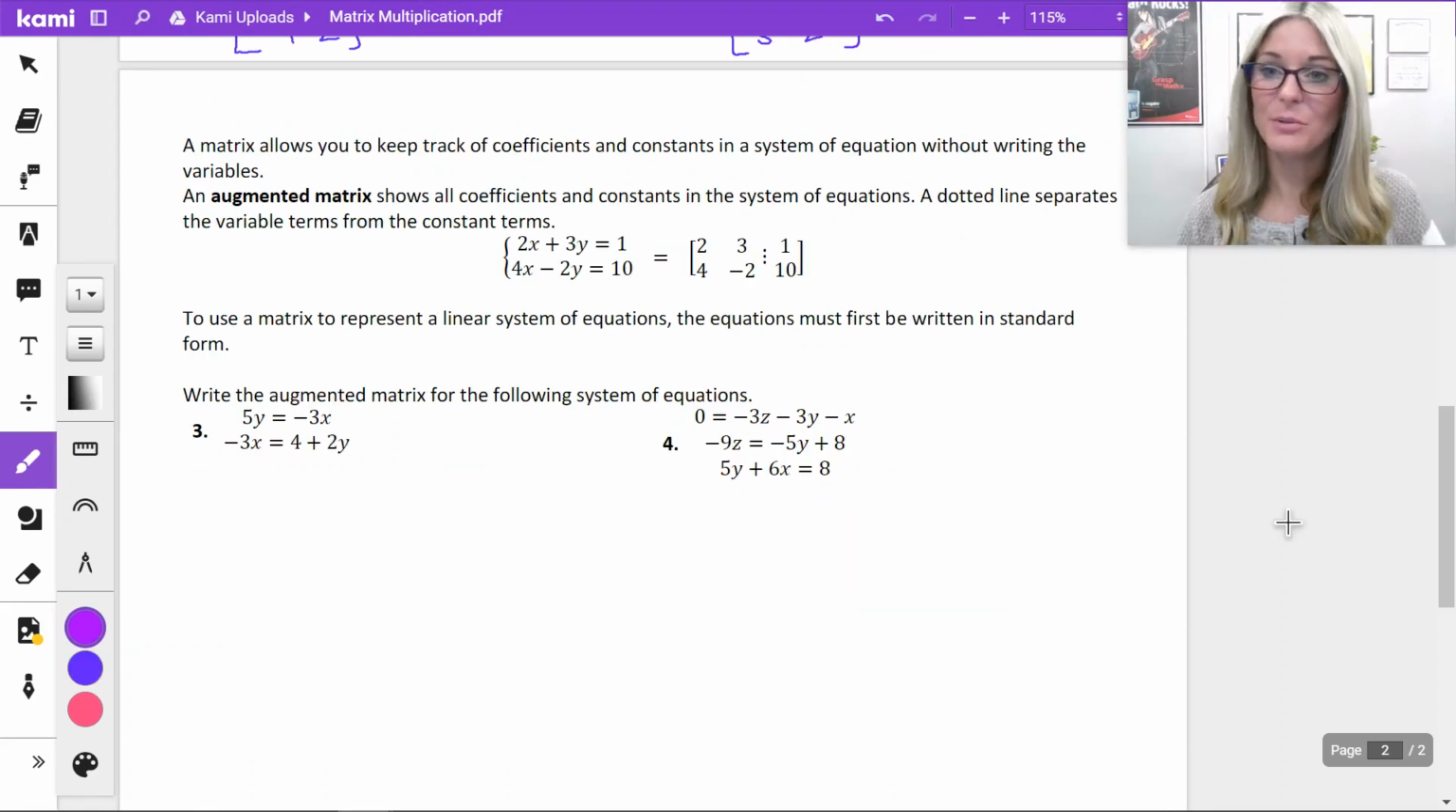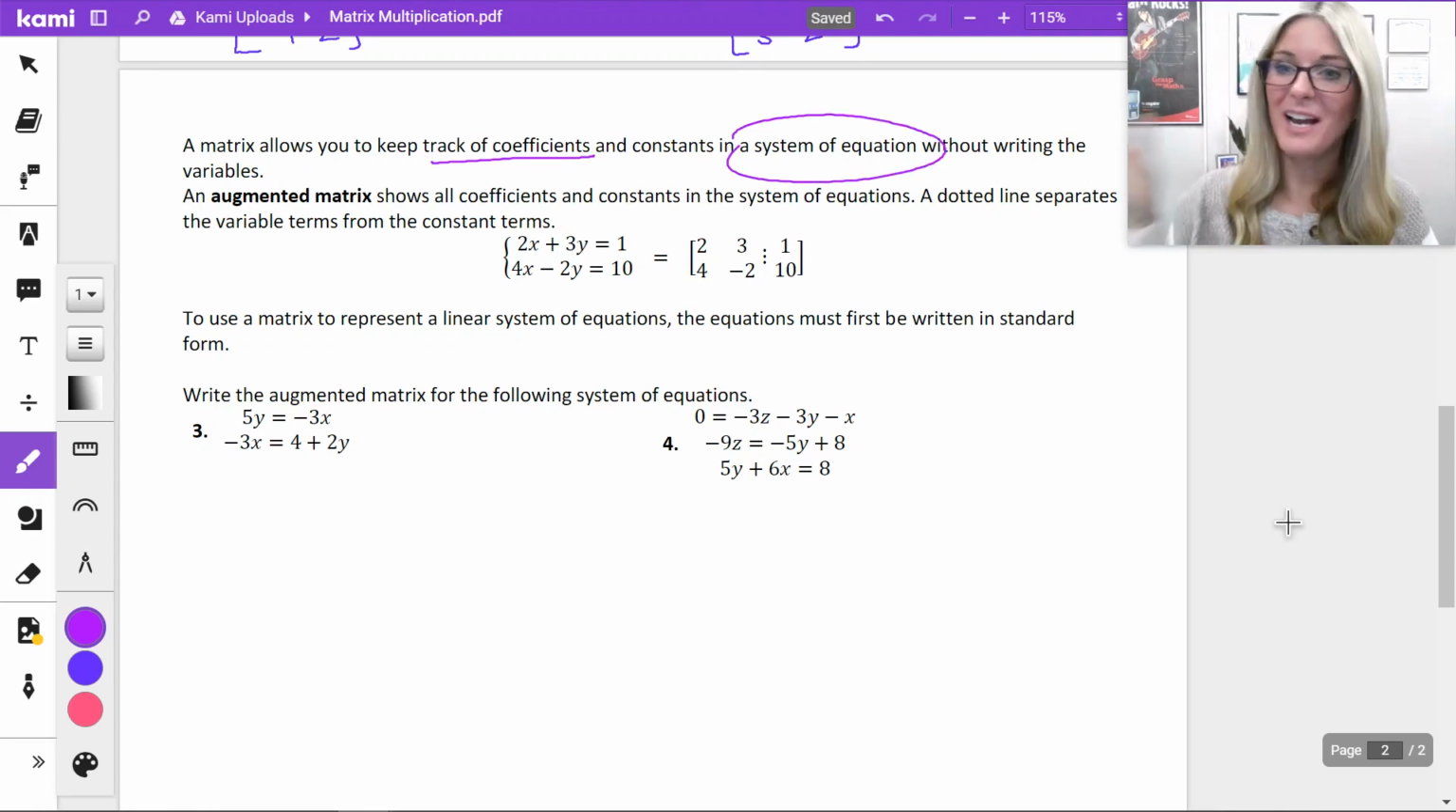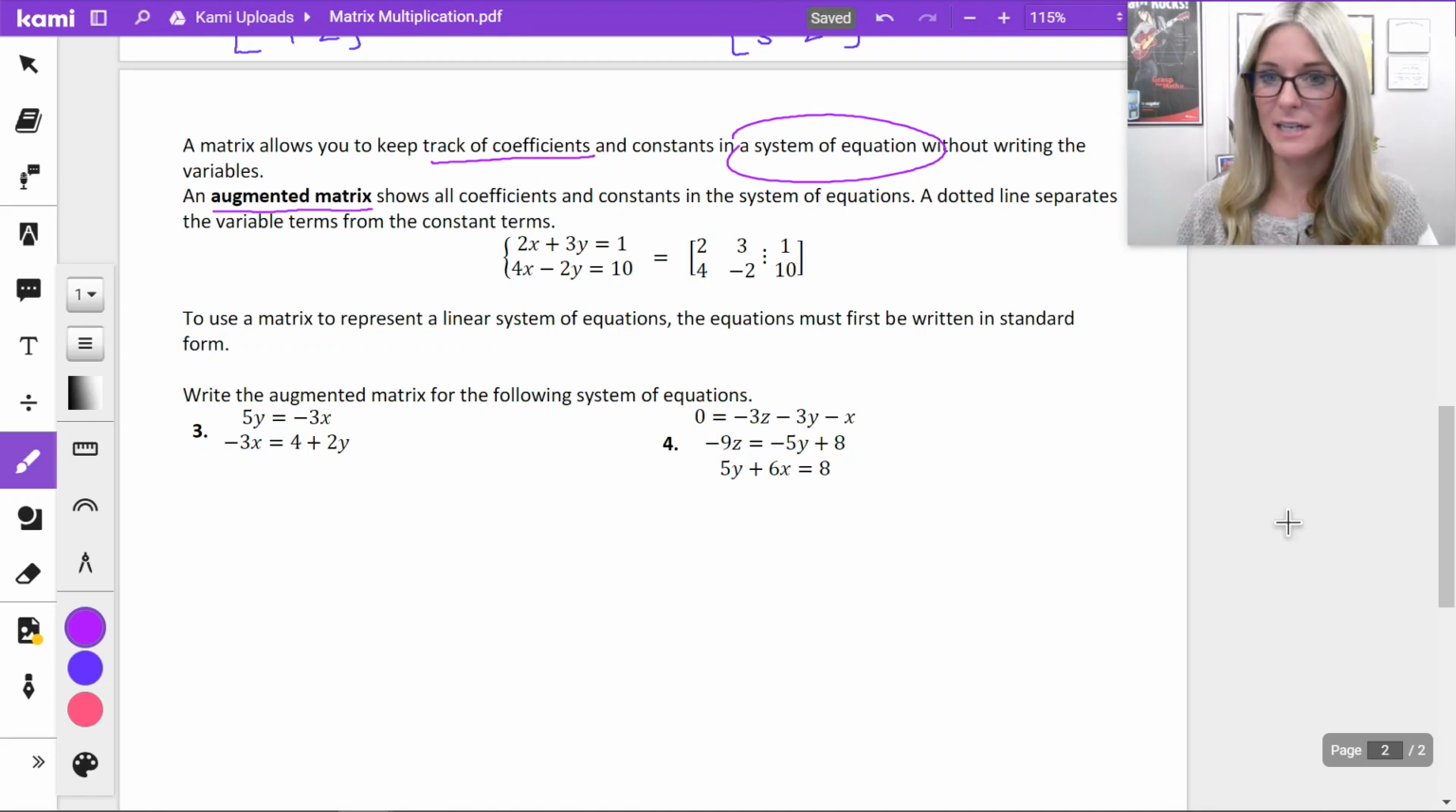On the second page of our notes, we're going to look at an augmented matrix. So remember, a matrix helps you organize numbers or allows you to keep track of your coefficients and constants in a system of equations. So kind of a throwback to content that we've covered before without writing all those variables. So an augmented matrix shows all the coefficients and constants from a system of equations. There's a dotted line that separates the variable terms from the constant terms. You're actually going to see a dash or a dotted line that's a little bit longer. I just couldn't format it here on our notes to that full dotted line.